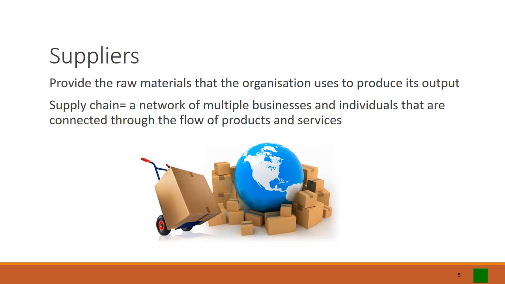No business can survive without its suppliers. These are the companies that provide the raw materials that the organization uses to produce its output. Each of these suppliers forms part of the supply chain for the business. And essentially, they're part of a network of multiple businesses and individuals that are connected to the organization through the flow of products and services.